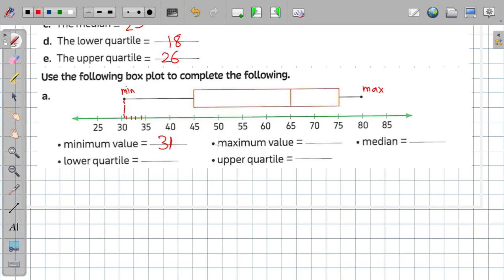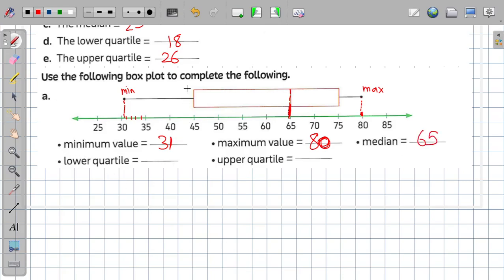Next, I have the maximum value. I think it's directly equal to 80, so the maximum value is 80. The median is right here. The line is drawn above 65, so the median here is 65.